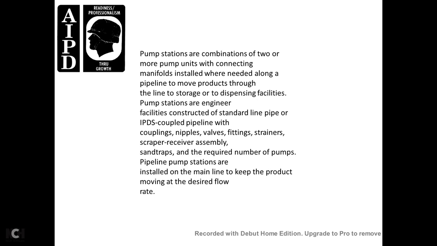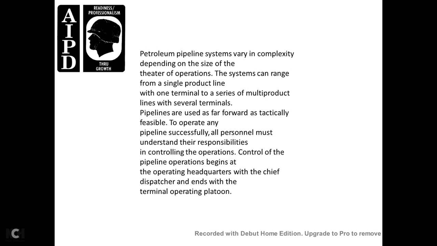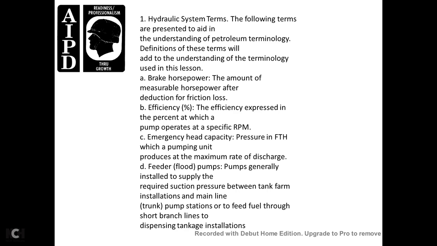The required number of pipeline pump stations are installed with the main line to keep the product moving at the desired flow rate. Petroleum pipeline systems vary in complexity depending on the size of the theater operation. The system can range from a single product line with one terminal to multi-product lines with several terminals. Pipelines are used as far forward as tactically feasible. To operate pipelines successfully, all personnel must understand the responsibility in controlling operations. Control of the pipeline begins with the operating headquarters and the chief dispatcher, and ends with the terminal operating platoon.